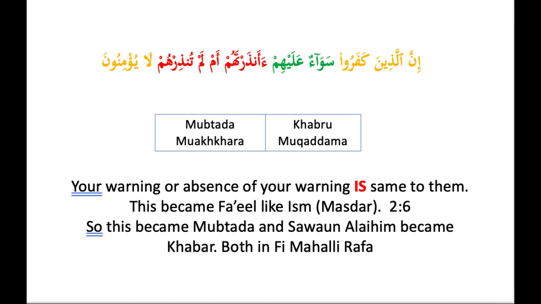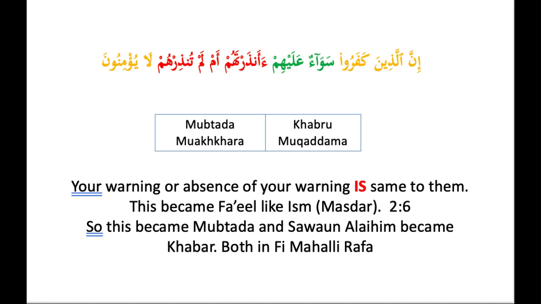These two segments of this sentence is a Jumlatul Ismia. So there would be a Mubtada and there will be a Khabar. As we discussed in module 1, between the Mubtada and Khabar, there will be a hidden element of something like is, am, are, were, was, something like that. And if you can fit in something like that, you would be able to separate the Mubtada and Khabar. So the Khabar would be Sawa'un alayhim, and anzartahum am lam tunzirhum is Mubtada.